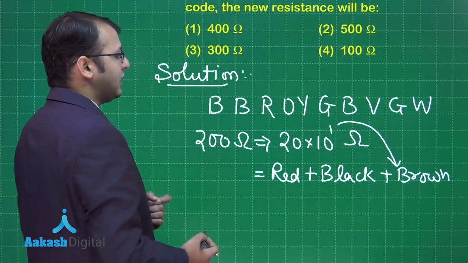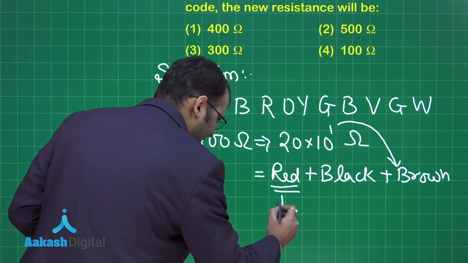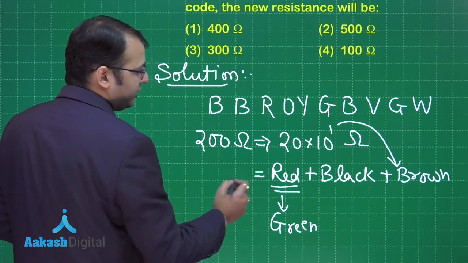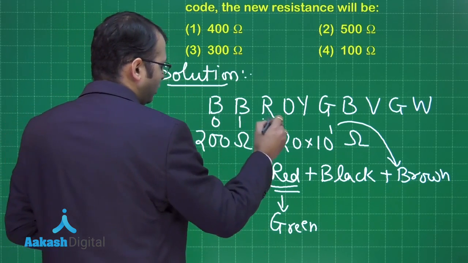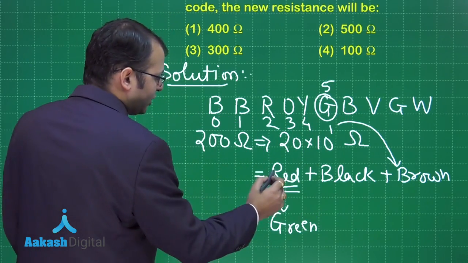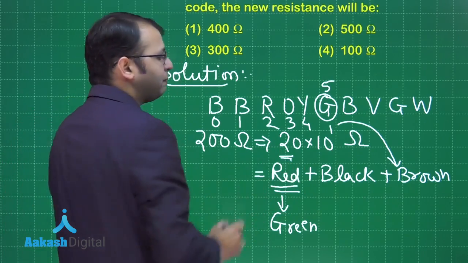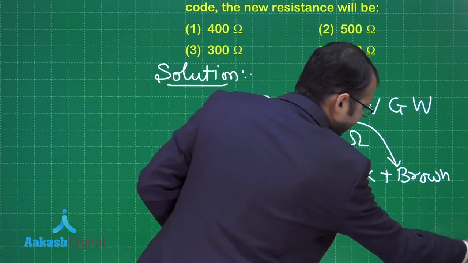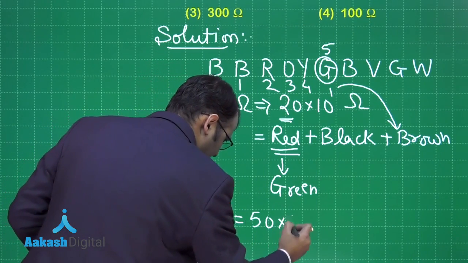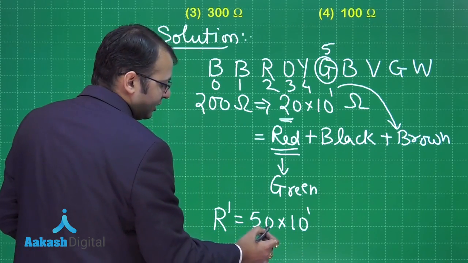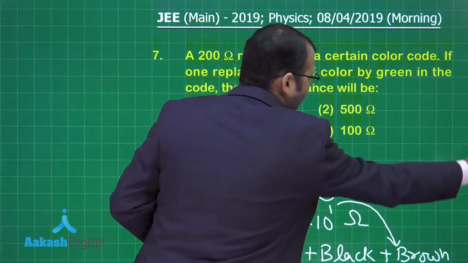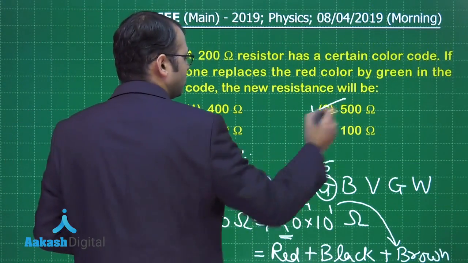Now in the question it has been asked that we want to replace red and make it green. Now what would be the number? Instead of red, if we use green, it would be 0, 1, 2, 3, 4, and for green it would be 5, right? So what is the number for red? It is 2. We have to replace this with 5. Now the new resistance, let me write that for you, R dash would be 5, 0 into 10 to power 1. So that would be green, then black, then for this one brown ohm. So among the 4 given options, the best suited one is option number 2.